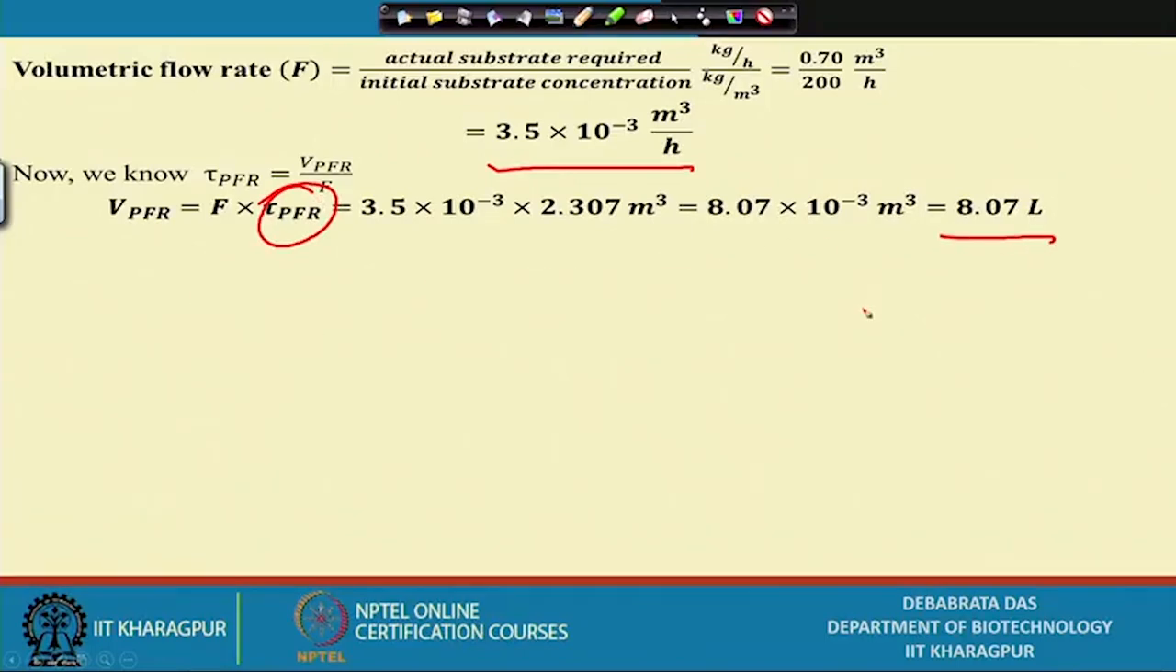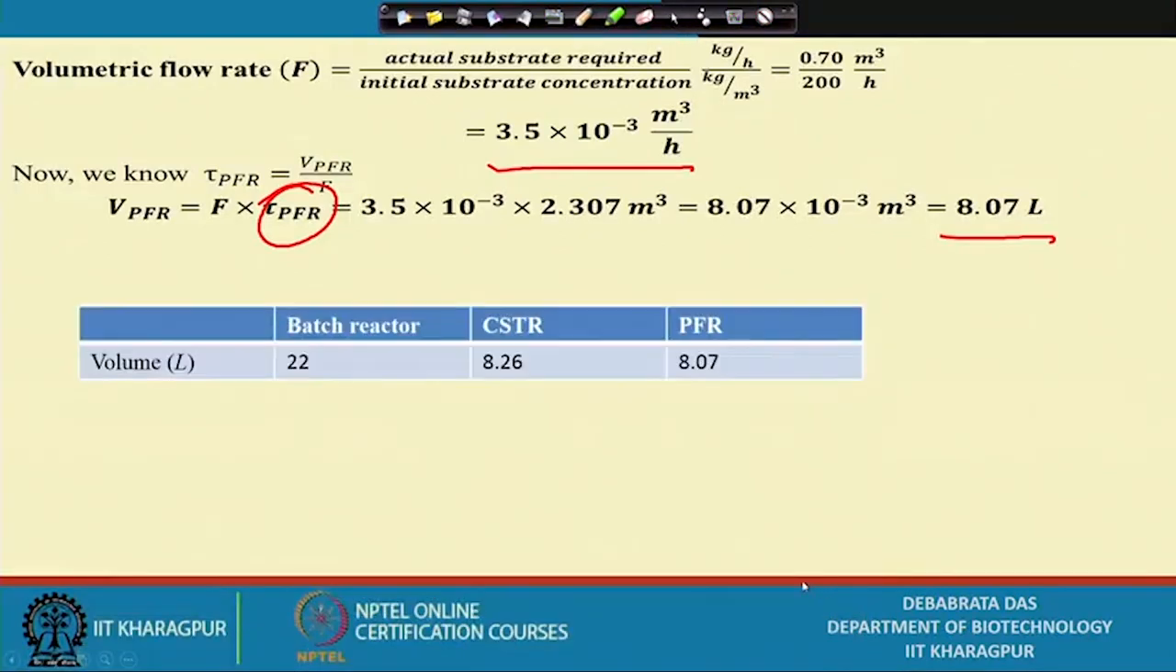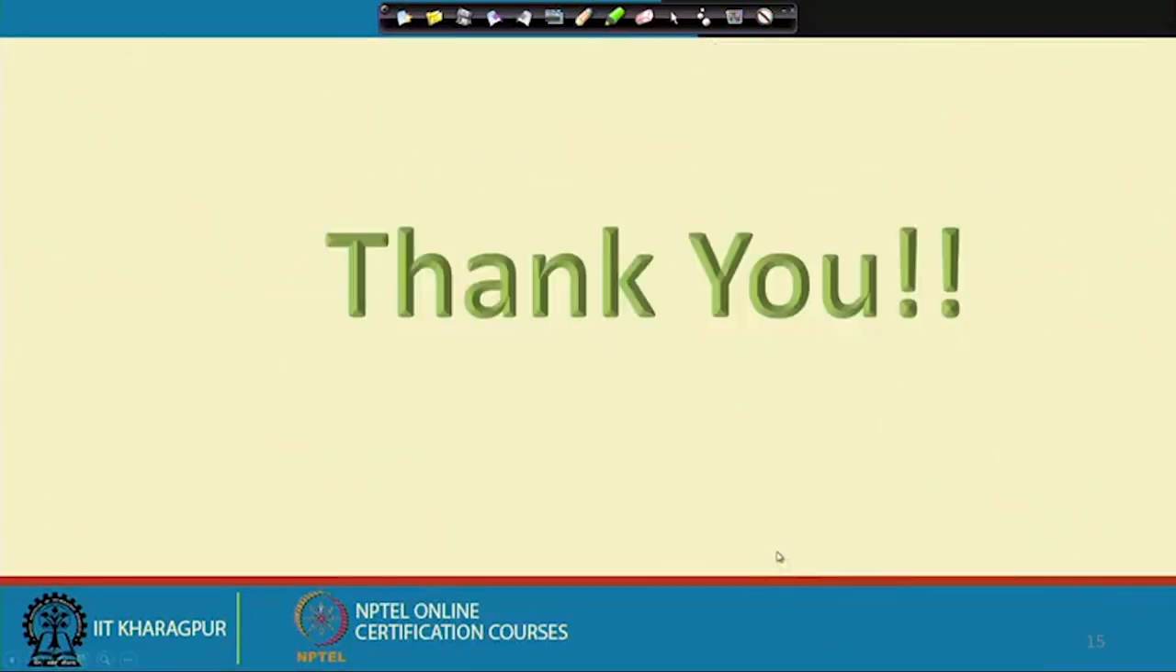So, in short, if you summarize all the things, what will we get? We will get the volume in the case of the batch process is 22 liters. In the CSTR 8.26 and plug flow reactor 8.07. That means our design should be the plug flow reactor, because if we recommend which reactor is suitable for this process, we should go for the plug flow reactor.